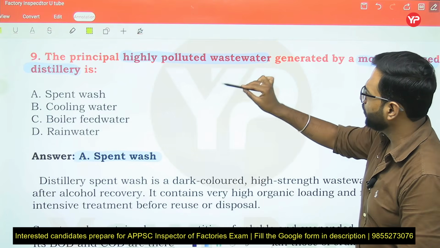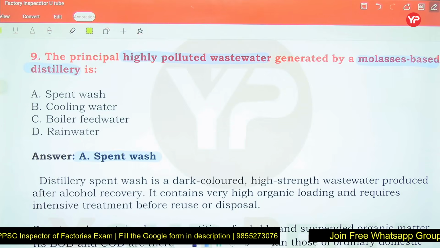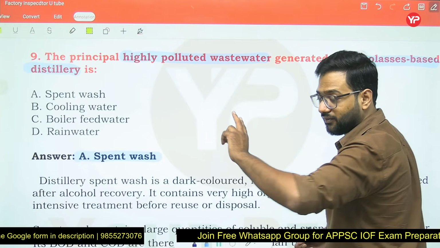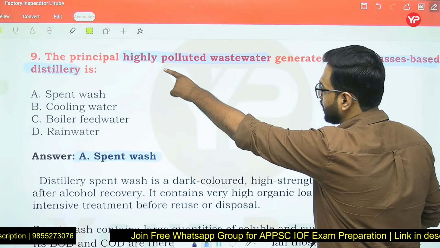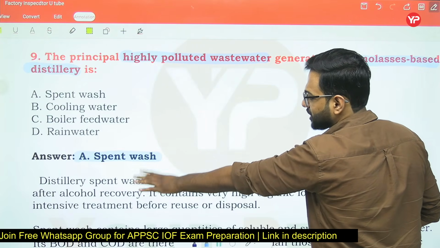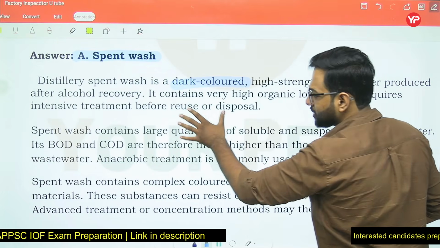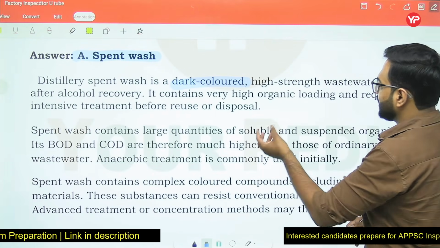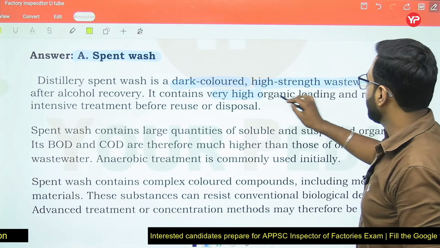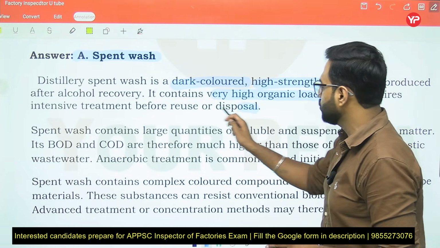So the principal highly polluted wastewater, which we have discussed in detail in our classes, right? The principal highly polluted wastewater generated by a molasses based distillery is the spent wash. The other wastewater is spent lees, but here the question asked about the high strength, highly polluted wastewater, so the answer is spent wash. Distillery spent wash is dark colored. It is the dark colored high strength wastewater produced after alcohol recovery. It contains very high organic loading, again an important point, and it requires intensive treatment before reuse or disposal.